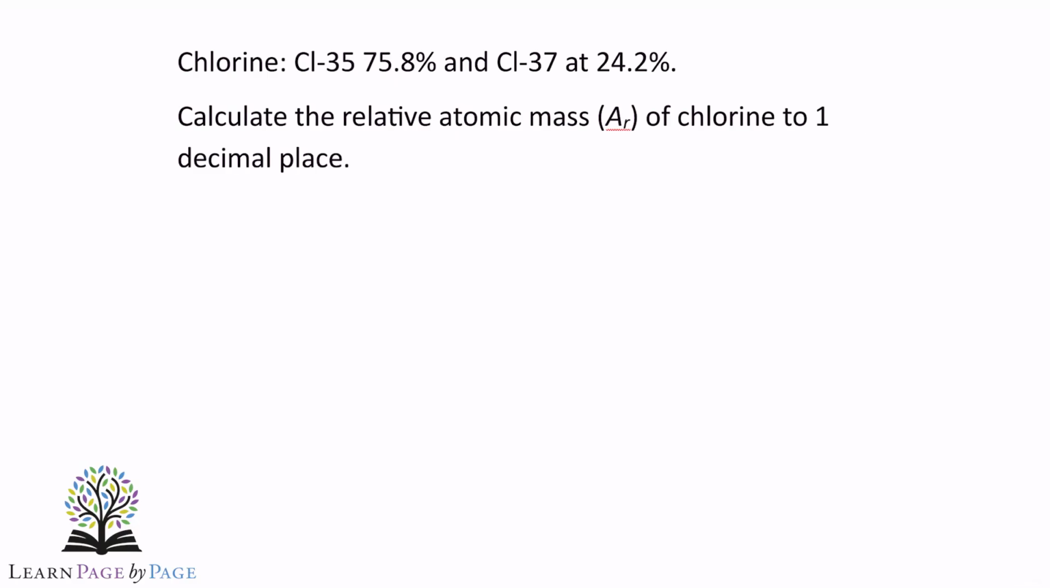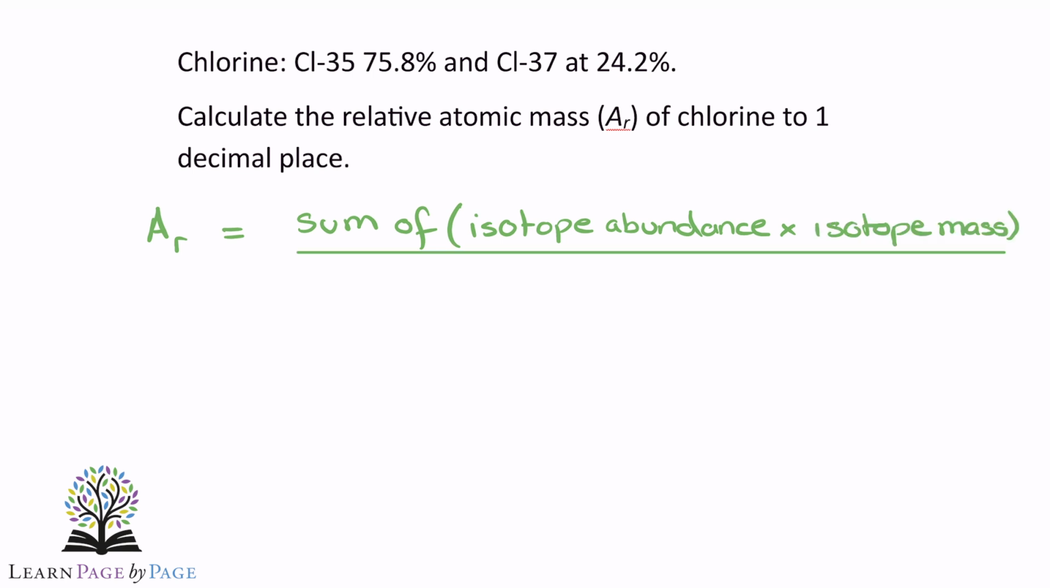Again, you need your formula. Let's write that out so you get used to learning it. Relative atomic mass, which the symbol is capital A and then a subscript R, equals the sum, which is the addition, of the isotope abundance multiplied by the isotope mass number, all divided by the sum of the abundances of all the isotopes.